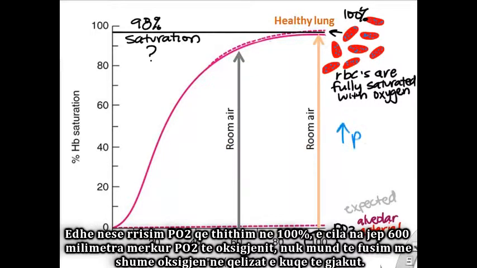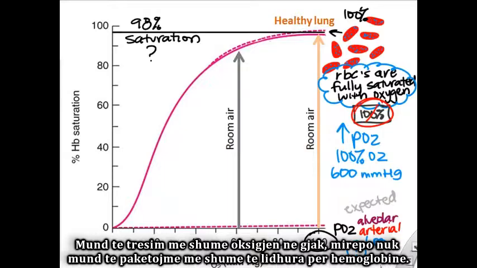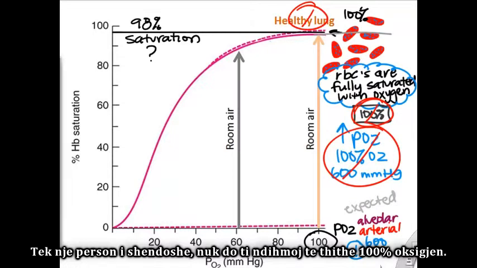Even if we increase the PO2 that you breathe to 100%, which gives you about 600 millimeters of mercury of PO2 of oxygen, you really can't get any more oxygen onto those little red blood cells. You can dissolve some more oxygen in the blood, but you can't pack any more bound to hemoglobin. So in a healthy person, it won't really help to breathe 100% oxygen.